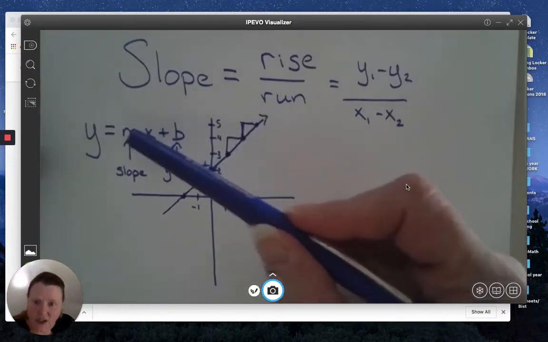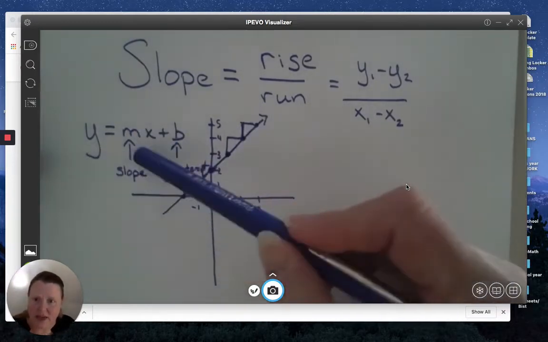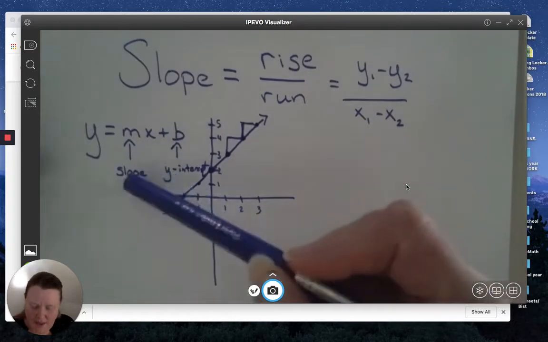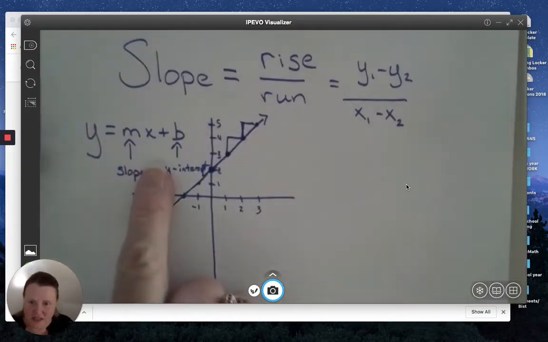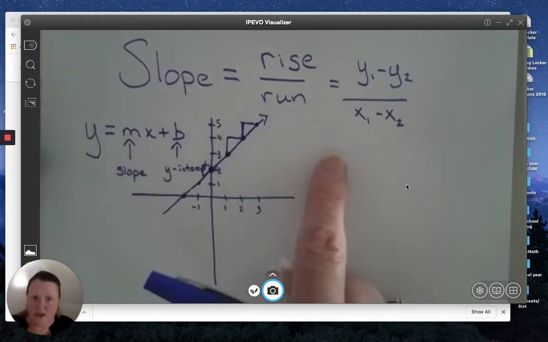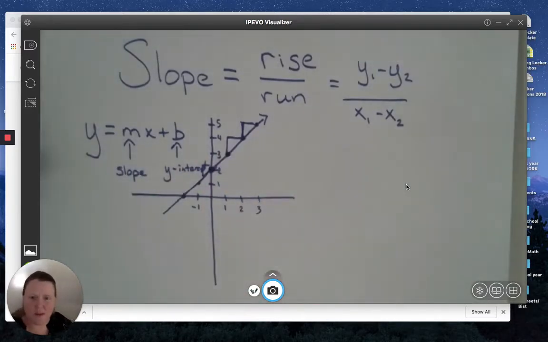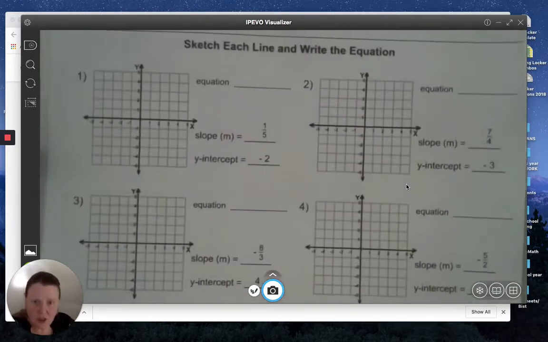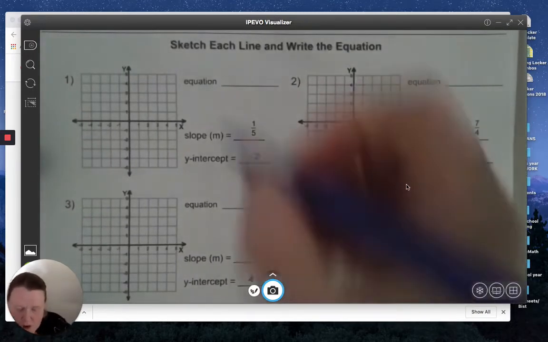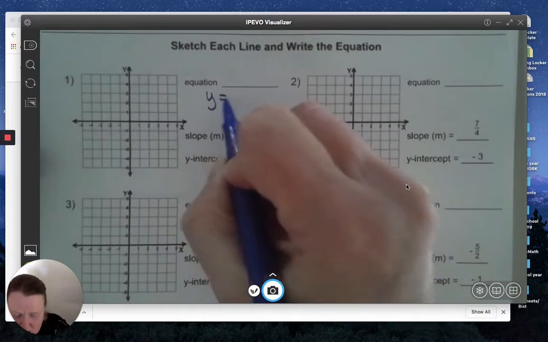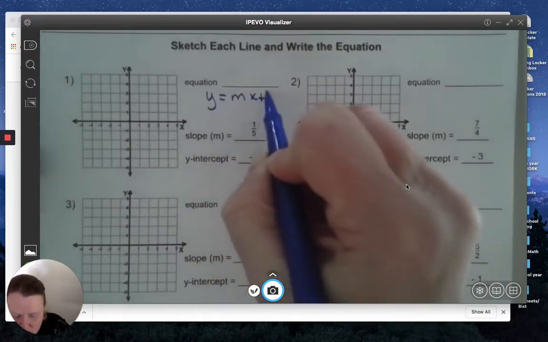And our equations are written in the form y equals mx plus b, where m is the slope and b is the y-intercept. So if we keep this in mind when we are going to graph, I'm going to give you a couple of examples. So we're going to work a few together. Remember, our equation is written in the form y equals mx plus b.